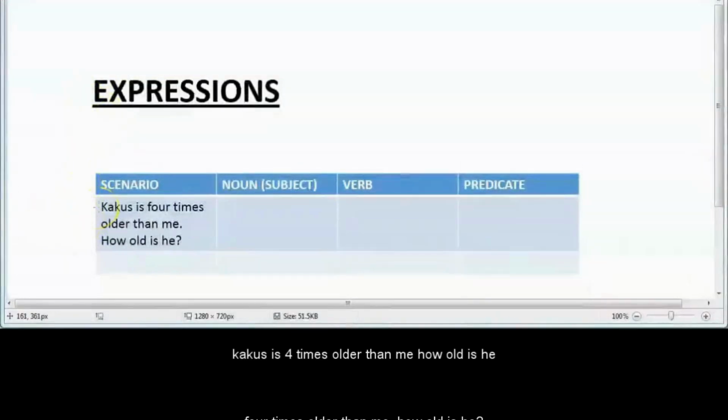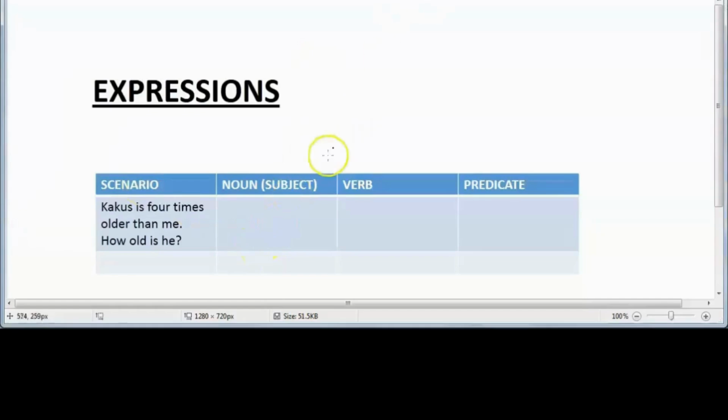Kakus is 4 times older than me. How old is he? The subject of the sentence is Kakus. The predicate, okay, the verb is a linking verb.